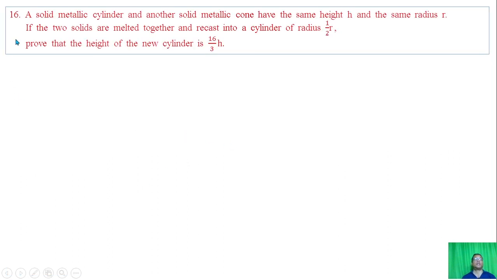Question number 16. A solid metallic cylinder and another solid metallic cone have the same height h and the same radius r. If the two solids are melted together and recast into a cylinder of radius half r, prove that the height of the new cylinder is 16 by 3 times of h.